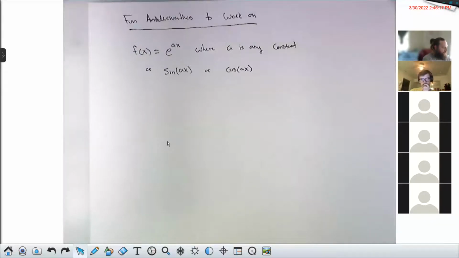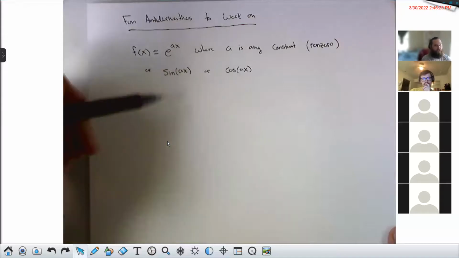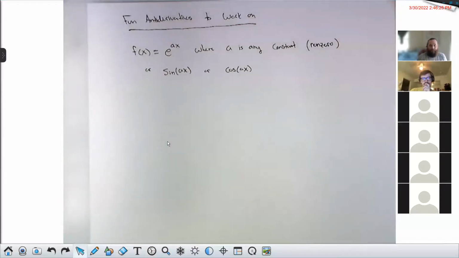I should say non-zero. So if a is 0, then these are all constant functions. That's boring. But this is technically a backwards chain rule thing, which is technically called U substitution. But technically, they're not hard, and you can figure them out if you think about them. And I think thinking about them before we get to the section on U sub will really help you understand what we're doing with U sub.